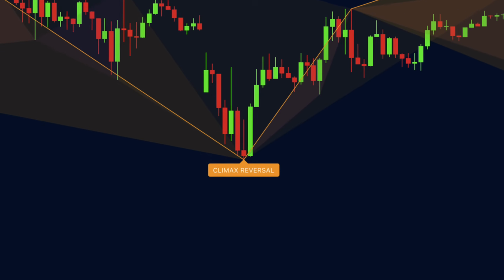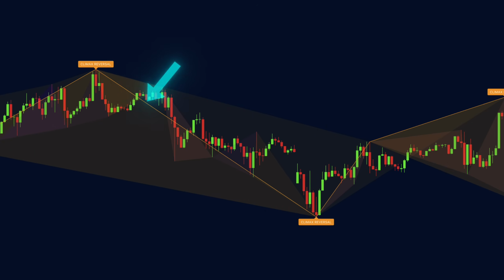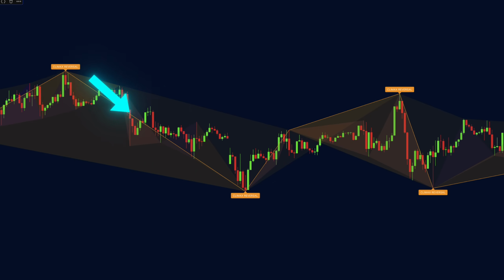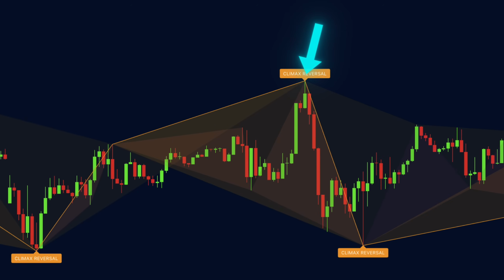The next pattern is called the climax reversal, and you'll see it colored in orange on the chart. These show up when momentum doesn't confirm the move, but then suddenly fails, a sudden shift that tells you the previous trend might be running out of steam. These patterns often signal smart money exits or traps where retail traders get caught.